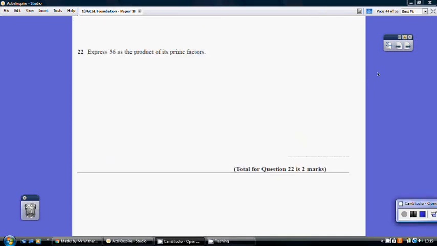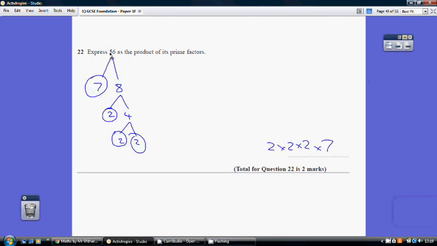Question 22. Well, product of prime factors is the number tree. So two numbers that multiply to be 56, for example 7 and 8. Well, 7 is prime, so that's the end of the line for that, so pop a circle around it. The 8 breaks down to being 2 times 4. 2 is prime, so a circle, and 4 breaks down to being 2 times 2. Both primes are 2 circles. So our final answer is 2 times 2 times 2 times 7. You must remember to put in the multiplication signs because it is a product of its prime factors.